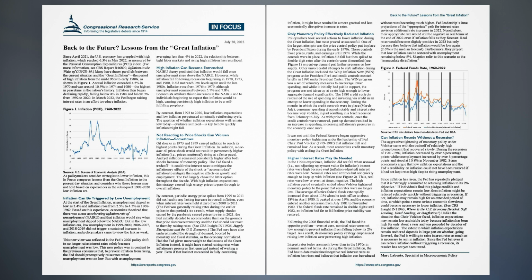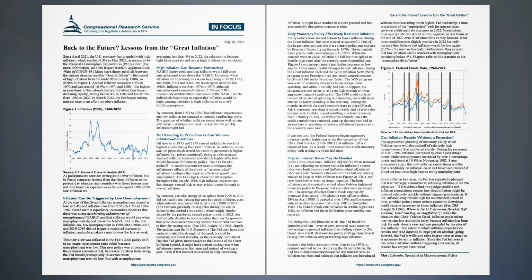Only monetary policy effectively reduced inflation. Policymakers took several actions to lower inflation during the Great Inflation, but most proved unsuccessful. One of the largest attempts was the price control policy put in place by President Nixon during the early 1970s. These controls froze prices, rents, and earnings until 1974.